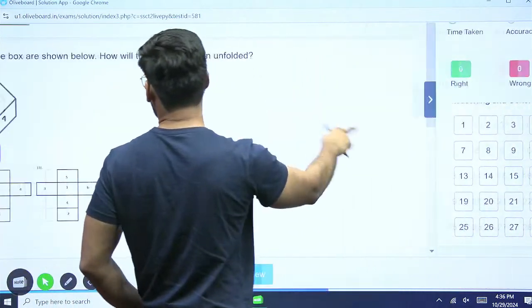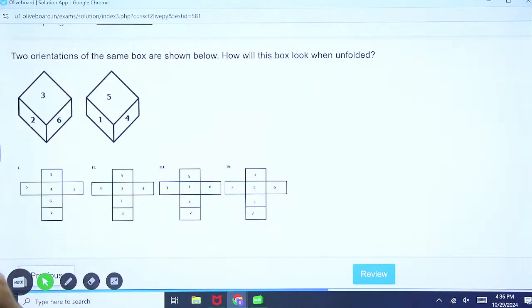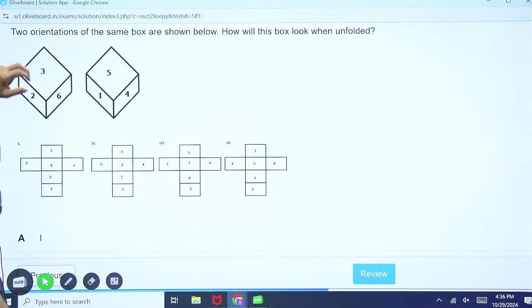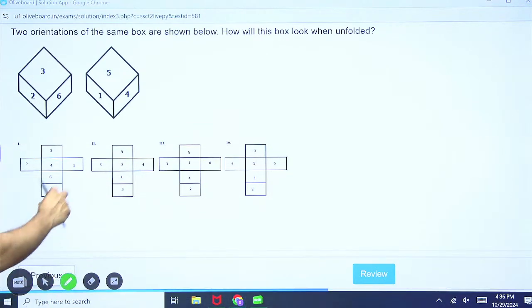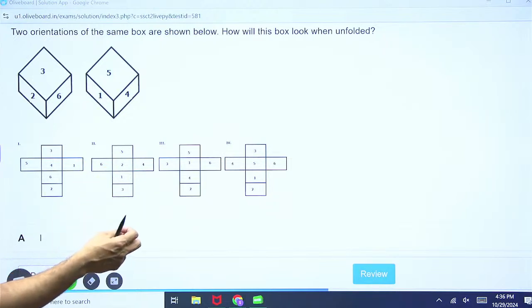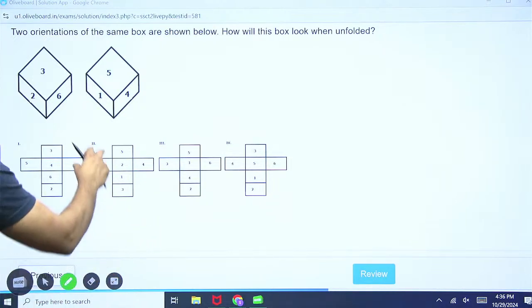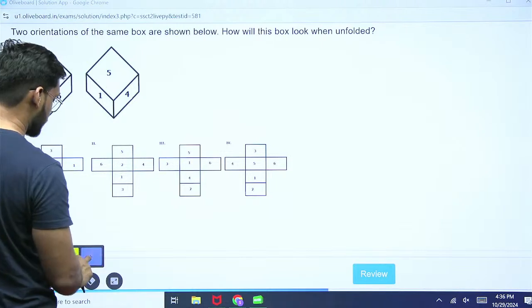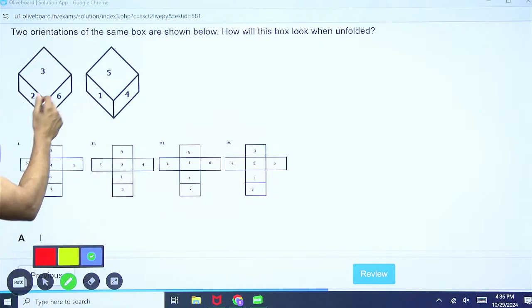18th question on your screen, from the dice. Two orientations of the same box are shown below. How will this box look when unfolded? To find this, first let's find the opposites. So which is the common number? Nothing is common. 3, 2, 6 and 1, 5, 4.